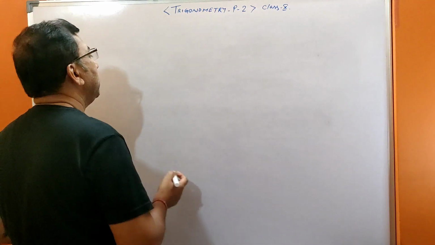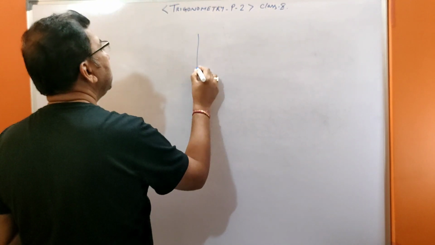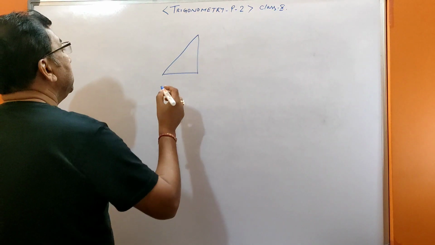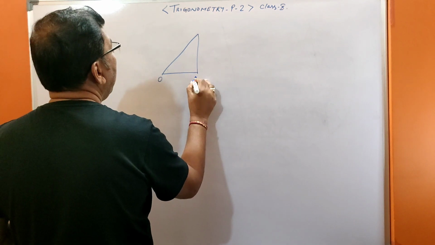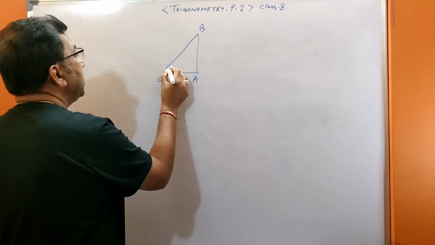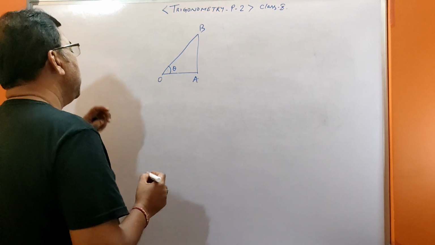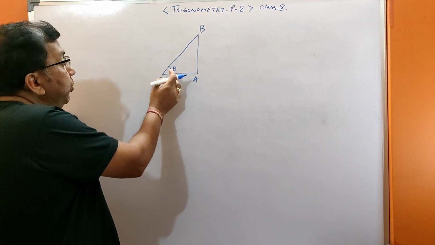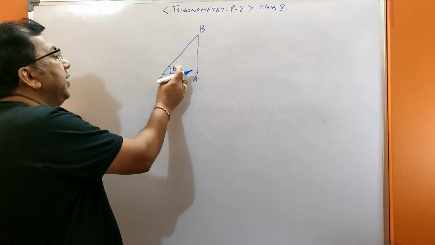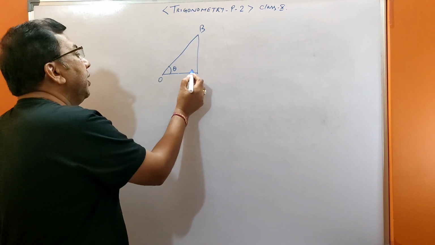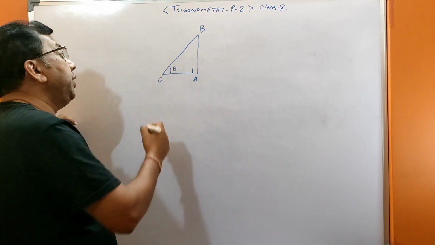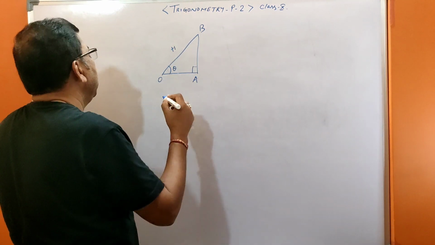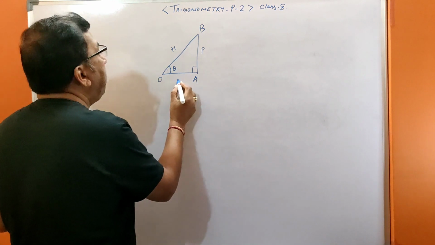See here. Suppose this is a right angle triangle. Okay, this is O, this is A, this is B, and this is theta. In this respect, what do we know? The side opposite the acute angle theta will be the perpendicular, and the side opposite the right angle will be the hypotenuse. Okay, this is the hypotenuse, and this is the perpendicular. Obviously, this is the base.